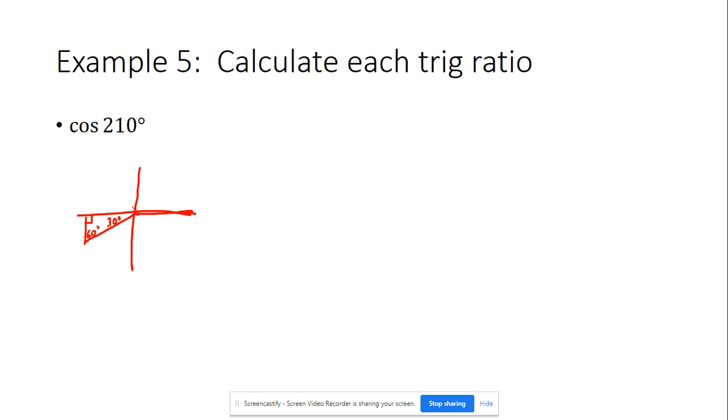Now, the triangle that we memorized on the last page was this one, 30, 60, 90. It was 1, root 3, 2. Now, if I have cosine of 30 degrees, well, cosine is adjacent over hypotenuse. So we know that cos 30 equals root 3 over 2. Okay. So it's going to be the same thing for cosine of 210. So it's going to be root 3 here, 2 here, 1 here.